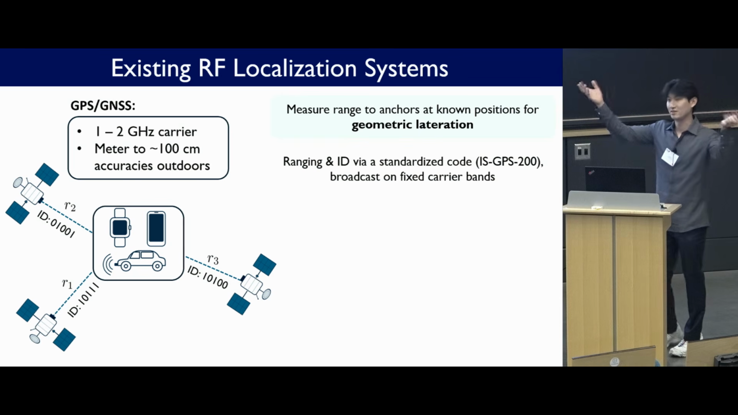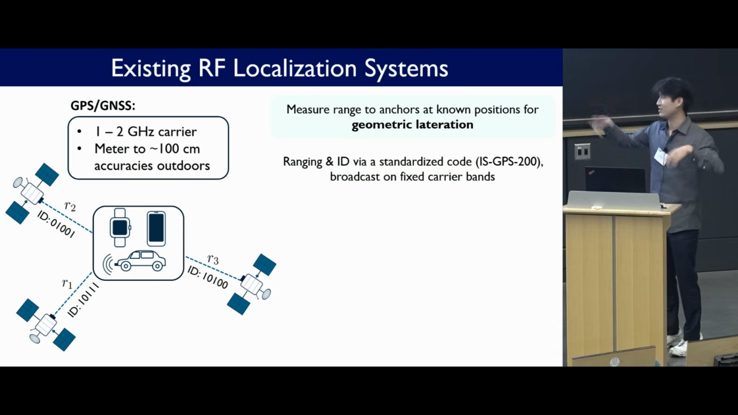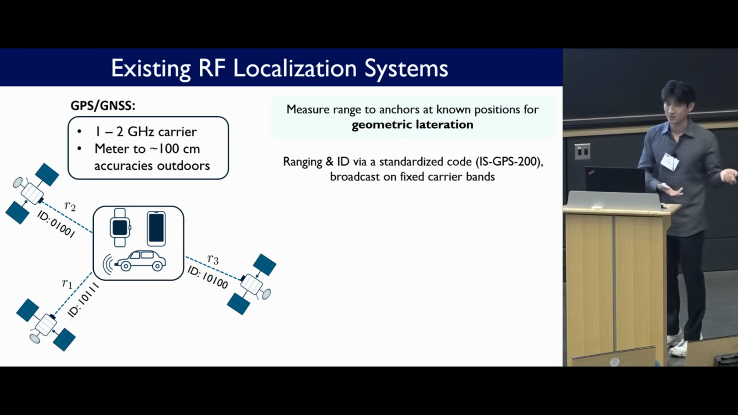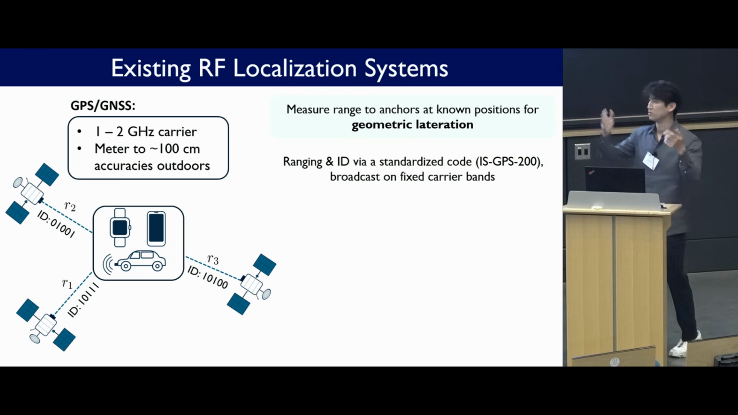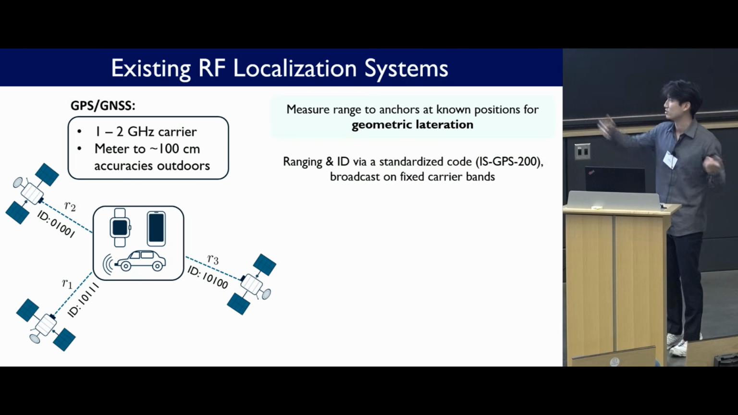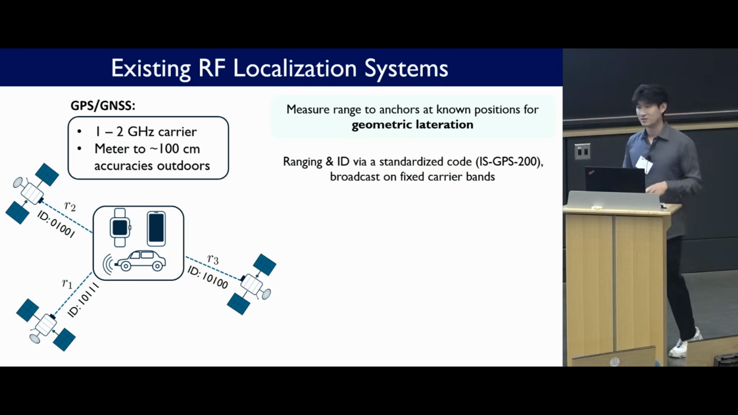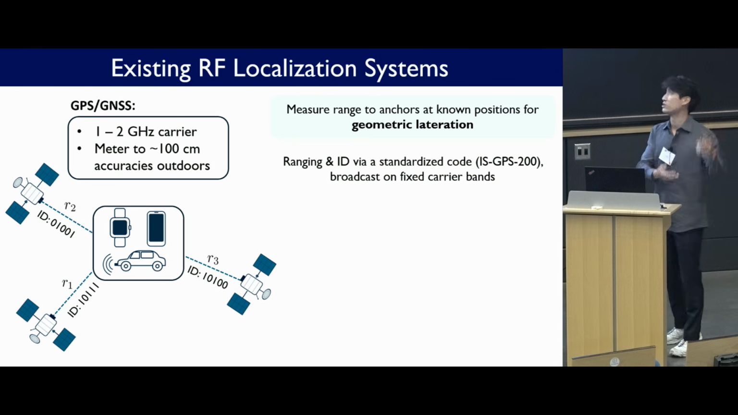So we have satellites in space. Somebody gives me their position. It's actually my cellular provider now, but somebody is giving me their position, and I'm going to measure my range to these satellites. And since I know the range to some known positions, I can perform what's called lateration, right?